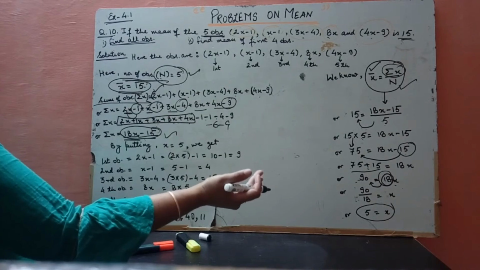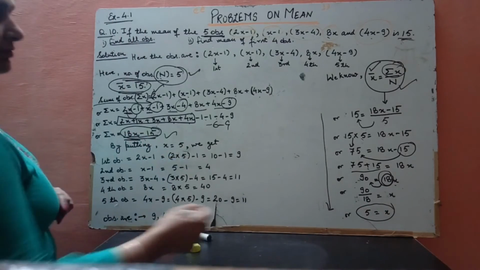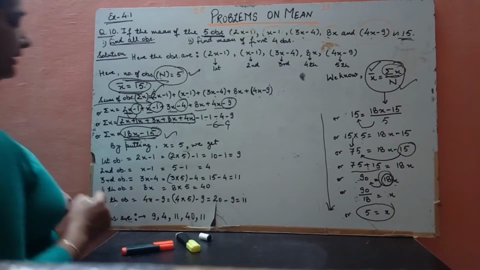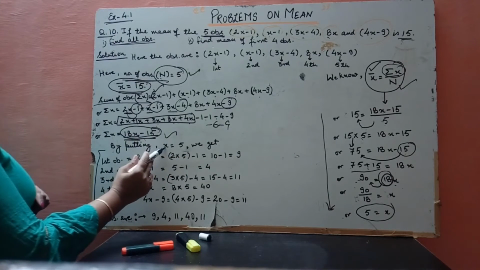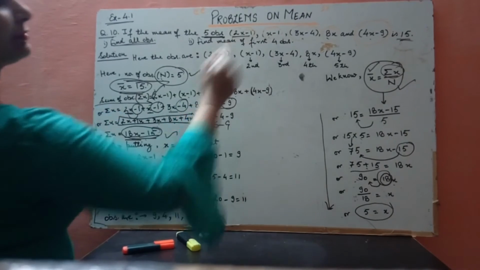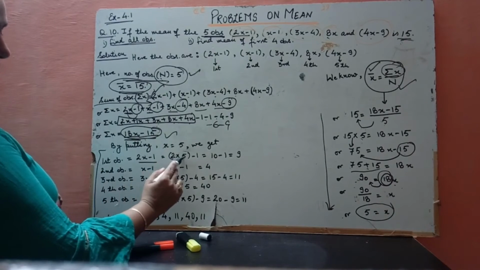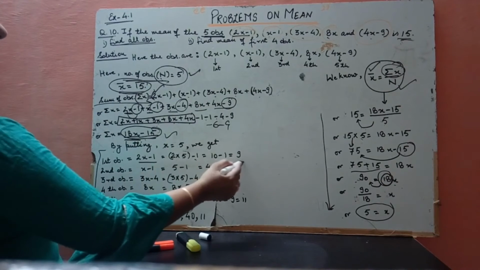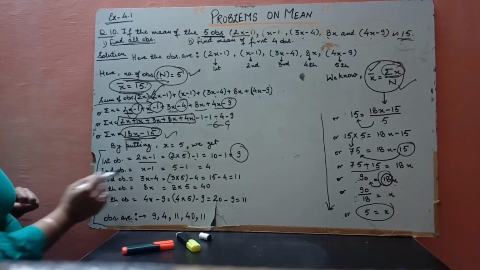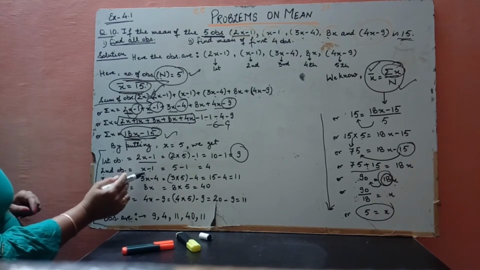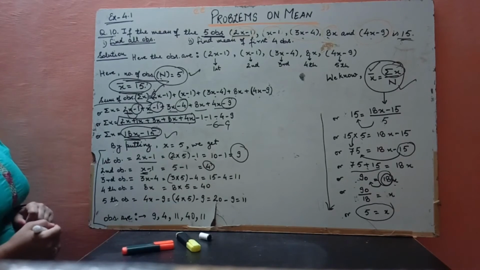When we put this value of x that we have obtained from here, we will get the observations. By putting x is equal to 5 into x minus 1, we will get 2 5s are 10, 10 minus 1, 9. This is our first observation. Second observation, x minus 1, that means x is 5. 5 minus 1, 4. This is our second observation.